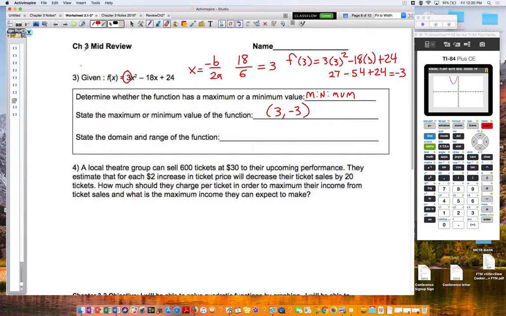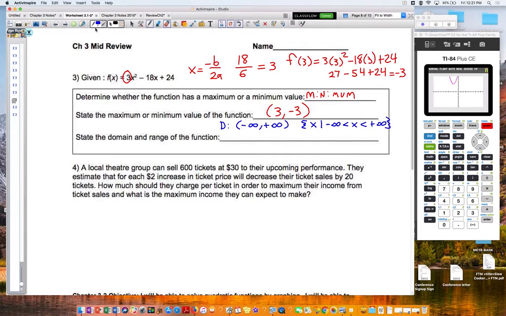So now, domain and range. So for the domain, just like the last one, all domains of quadratics using interval notation, negative infinity to positive infinity. Again, if you like the set notation would say x such that x is going from negative infinity to positive infinity.